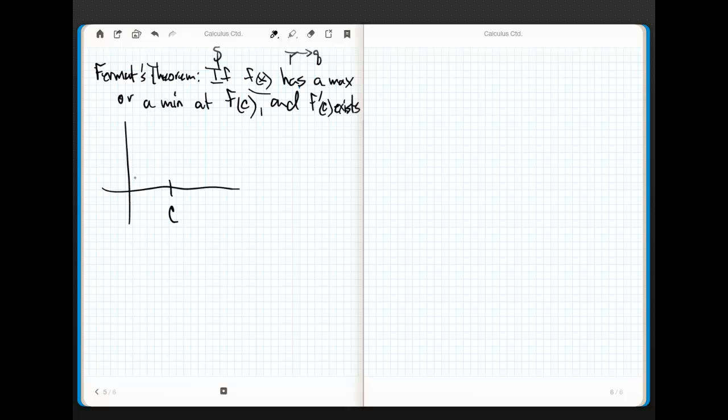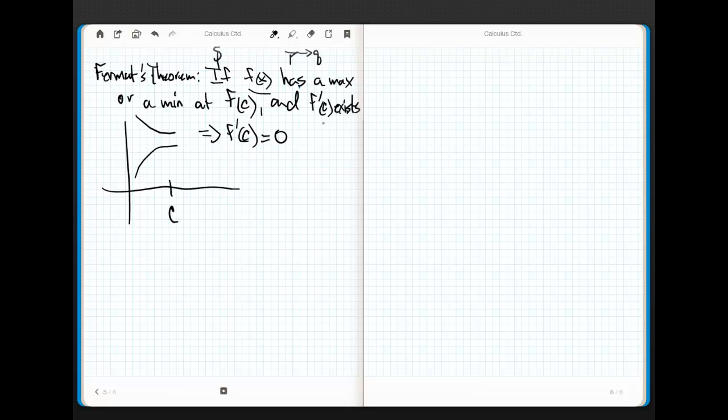What's going to happen? Well, here comes the function. Okay, it has a max or a min. What's it got to do? It's got to level off. It has no choice. All right? That implies that f primed of c has to equal 0. If it's going to level off, then the first derivative equals 0.